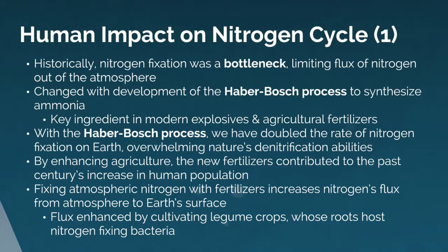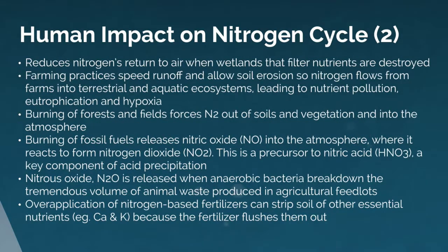This flux was enhanced by cultivating legume crops, whose roots host nitrogen-fixing bacteria. We reduce nitrogen's return to the air when we destroy wetlands that filter nutrients, as wetland plants host denitrifying bacteria that convert nitrates back to nitrogen gas. As such, wetlands can mop up a great deal of nitrogen pollution. Farming practices speed runoff and allow soil erosion, so nitrogen flows from farms into terrestrial and aquatic ecosystems, leading to nutrient pollution, eutrophication, and hypoxia.